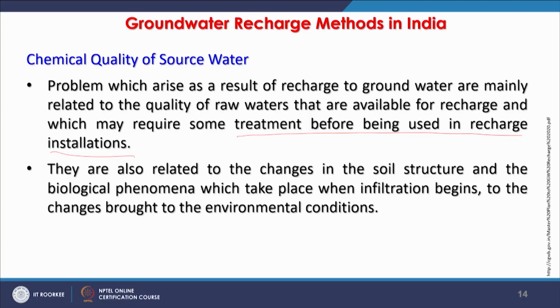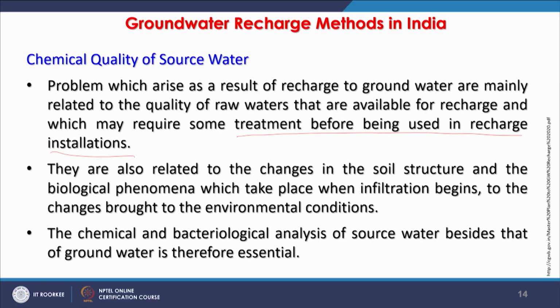It is also related to changes in soil structure and biological phenomena which take place when infiltration begins, and to changes brought to the environmental conditions. So, initial conditions in infiltration may be different from later conditions in infiltration. What are the changes? If those can be estimated, wonderful. Chemical and bacteriological analysis of source water, besides that of groundwater, is therefore essential, because these become important if fresh water or good quality water is not being used as source water.